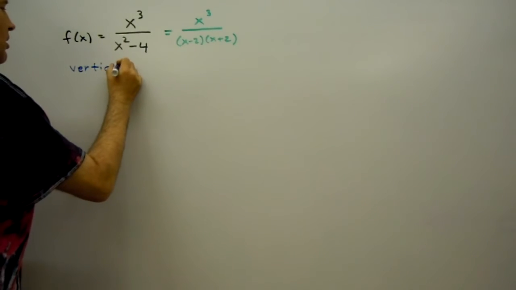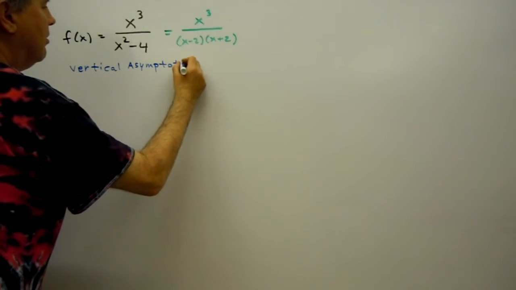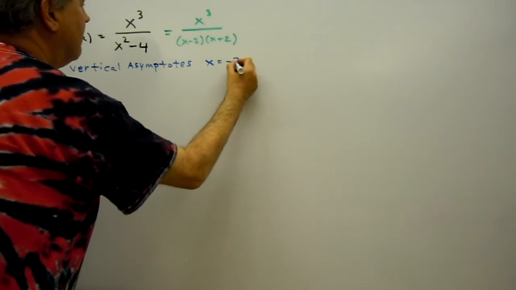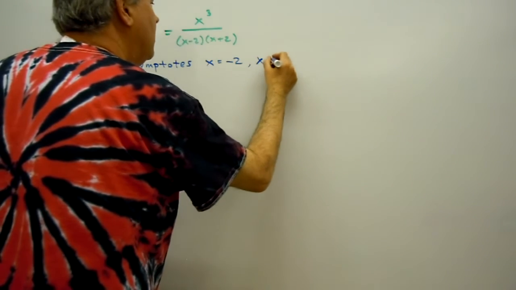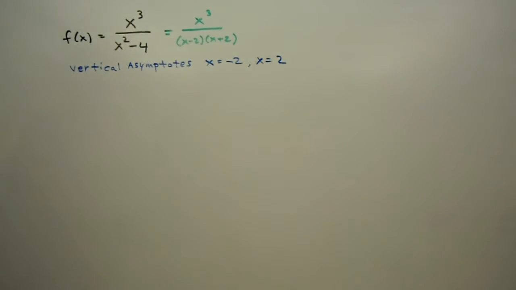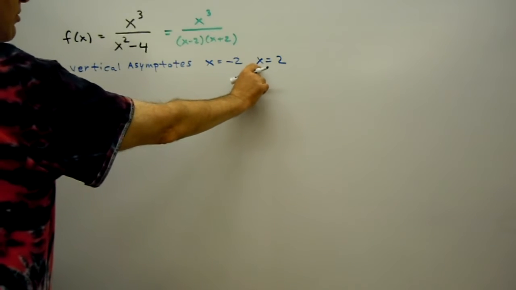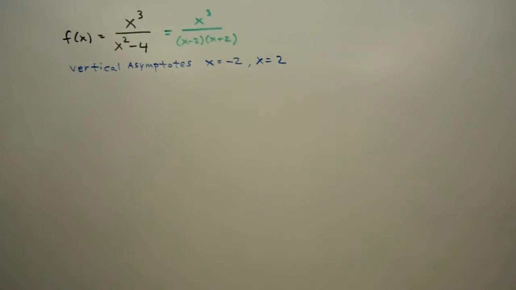Vertical asymptotes: x equals negative 2, x equals 2. Because those are values that cause you to divide by 0, but the top is non-zero. And again, remember to always write it as x equals negative 2 and x equals 2. Don't just say negative 2 and 2, because you're actually giving the equation of those vertical lines.